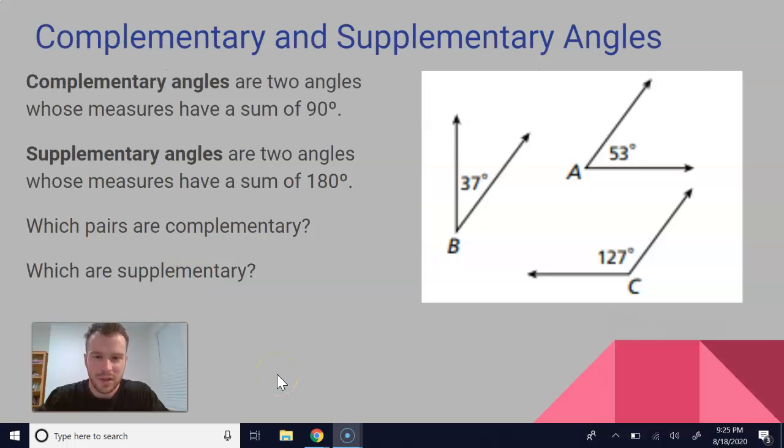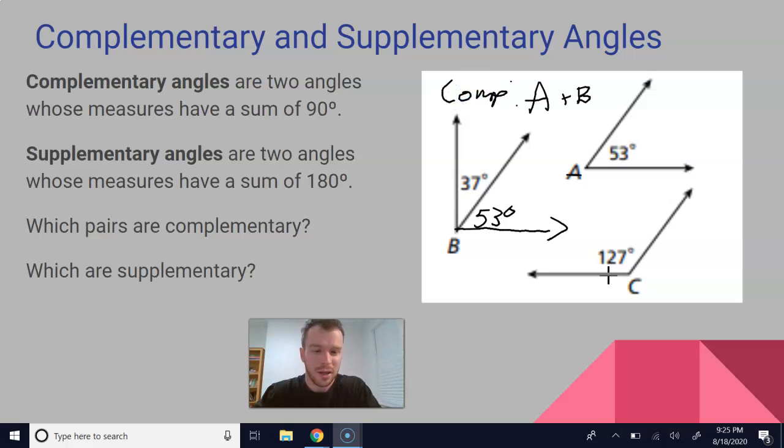Let's discuss some pairs of angles. We'll start with complementary and supplementary angles. Complementary angles are two angles whose measures have a sum of 90 degrees. So a pair of complementary angles from this diagram would actually be angle B and angle A. So if I put them together, I'm just going to add angle A right here. That would be 53 degrees. 53 degrees plus 37 degrees equals 90 degrees. So these would be complementary.